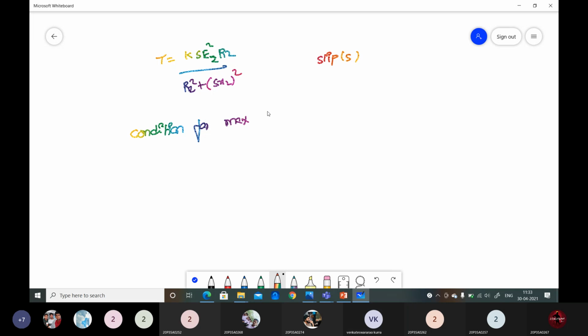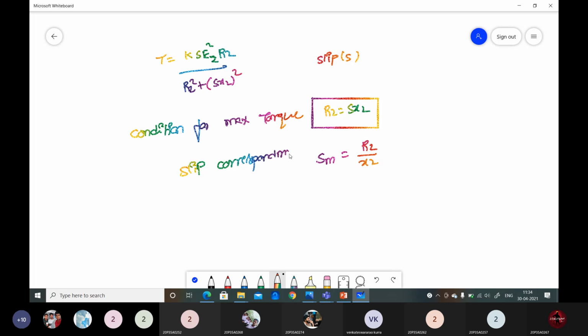The condition for maximum torque is R2 equal to Sm X2. Here Sm means the slip corresponding to maximum torque, R2 by X2. If you want to find the maximum torque, just substitute this value Sm equal to R2 by X2 in this equation.